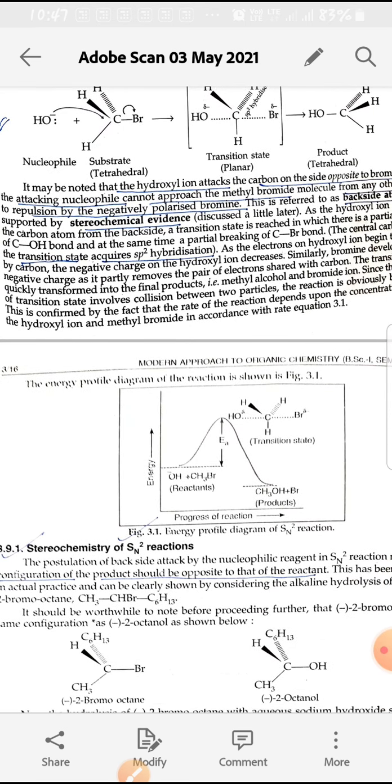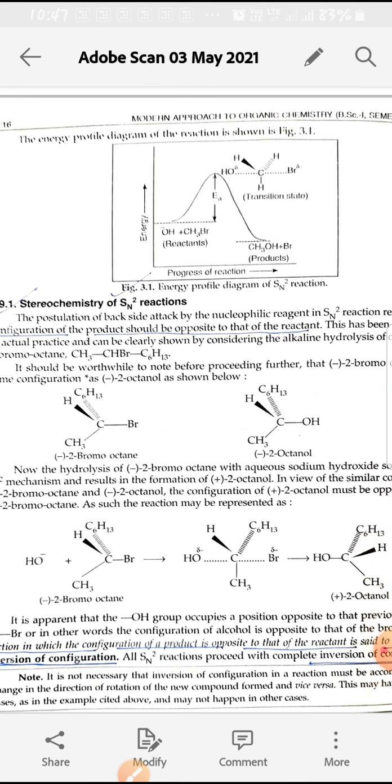In the energy profile diagram of SN2, we plot energy versus progress of reaction. On one side there will be reactants and on the other side products, and the energy of reactants is greater than the energy of products, with OH negative and CH3Br as reactants.